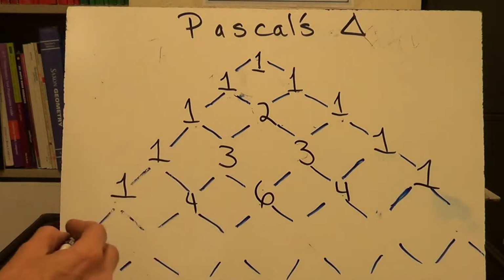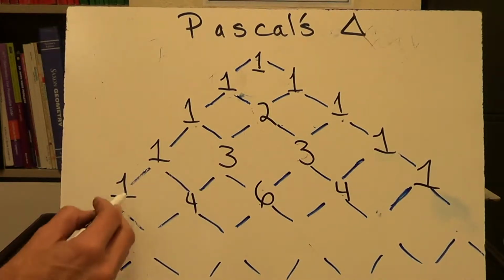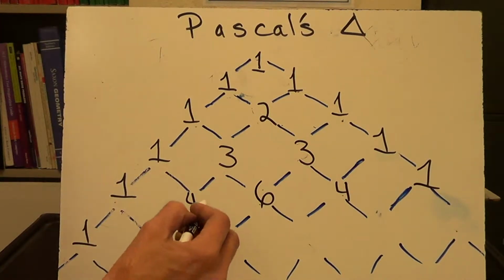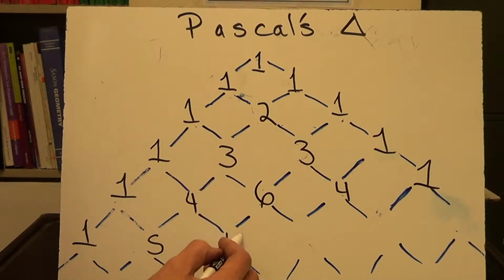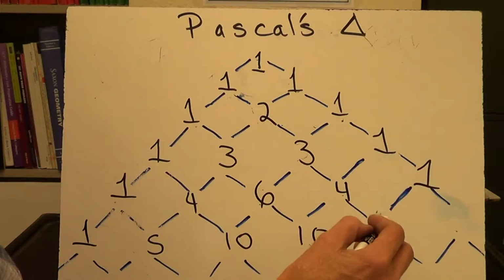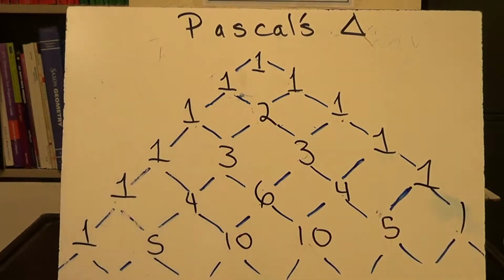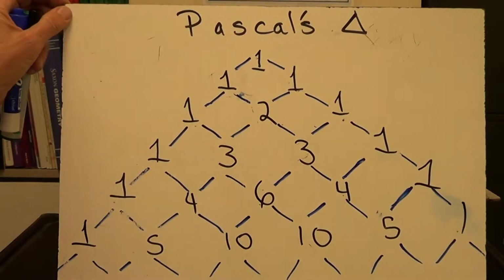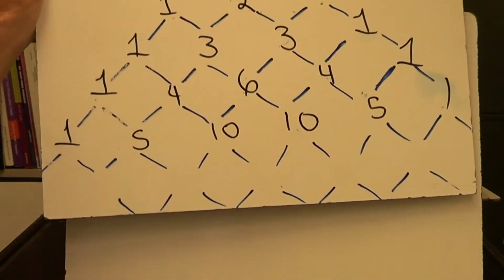Okay, now we go down another row, we go 1. 1 and 4 is 5. 4 and 6 is 10. 6 and 4 is 10. 4 and 1 is 5. We have a 1 on the outside. I'll raise this up in case I'm coming off the screen for you.